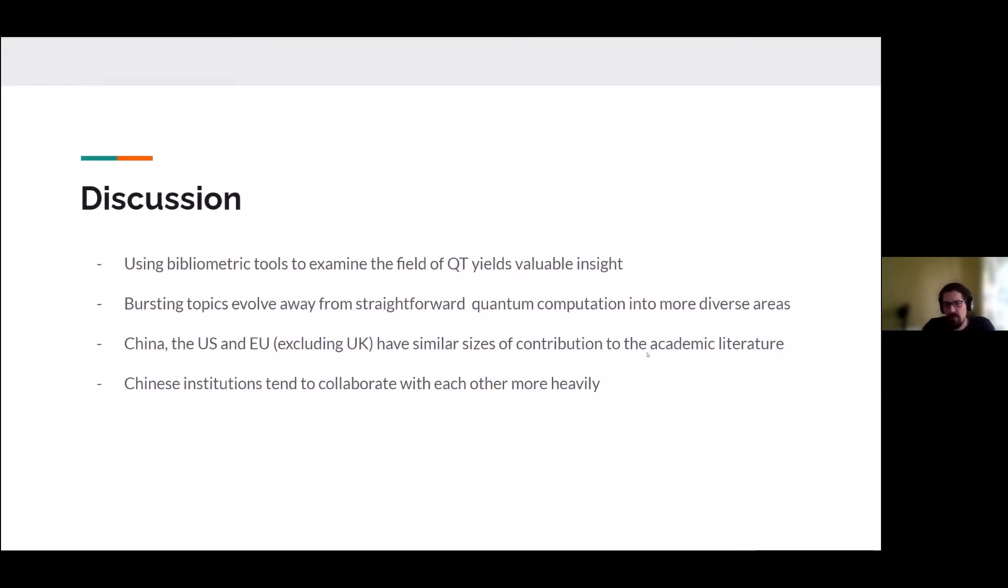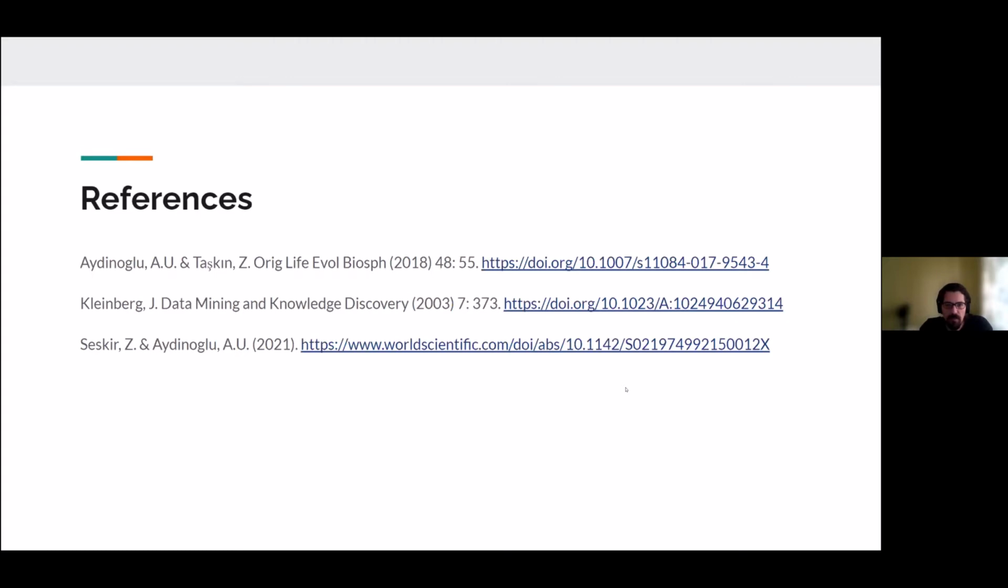There are no clear winners. I mean, it is important because you always see certain titles in the news like, oh, China is winning, US is winning, EU is winning, and something like that. That is not happening, at least in the literature. And Chinese and Japanese institutions usually collaborate more heavily, and it is understandable because there are time zone issues, there are language barriers, etc. So it is not something that is surprising, and you can look at the references.